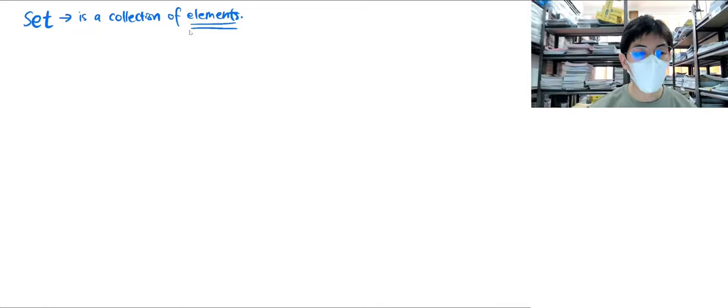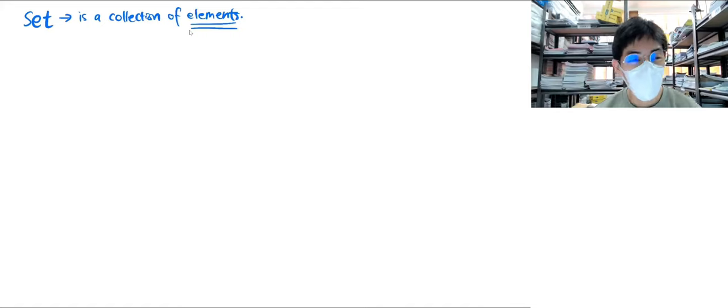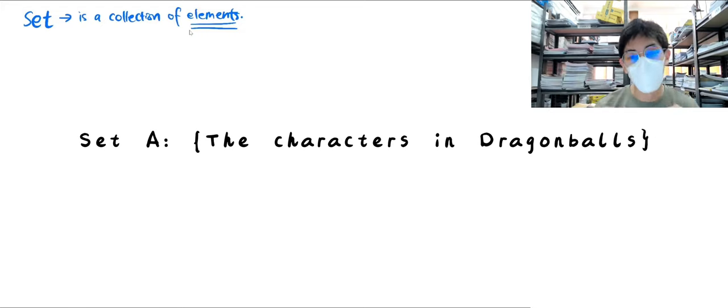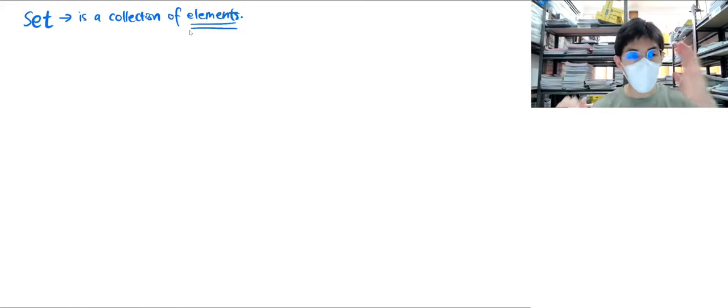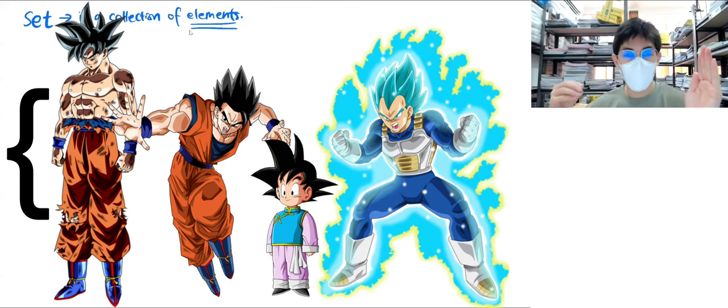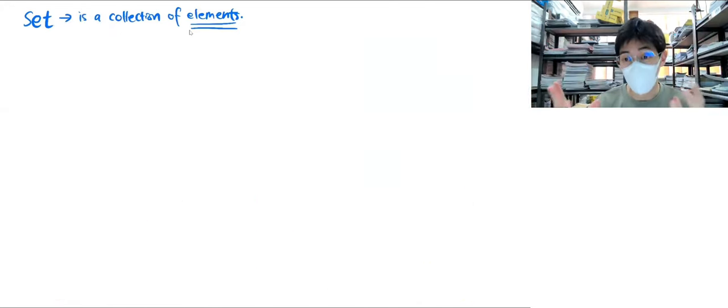For example, do you know Dragon Balls? Yes, no? Not bad, looks like some of you know, not all. Okay, so let's say set A represents the characters in Dragon Balls. I will open up a bracket and write there Son Goku, Son Gohan, Son Goten, Vegeta, Bulma, and a lot more. So that's what I mean by a collection of elements, a collection of something. But of course, before you write down all the elements, they will describe it to you. Roughly the idea goes that way.